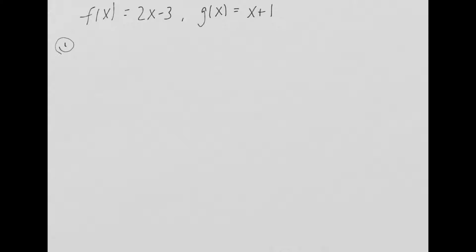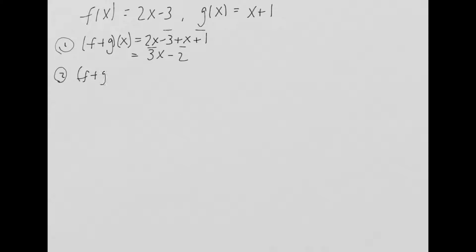First thing I want to know, what is f plus g of x? So remember, the addition here means add up my two functions. So 2x minus 3 plus x plus 1. And we can add this 2x and that x together. So I get 3x, and then minus 3 plus 1 is a minus 2.